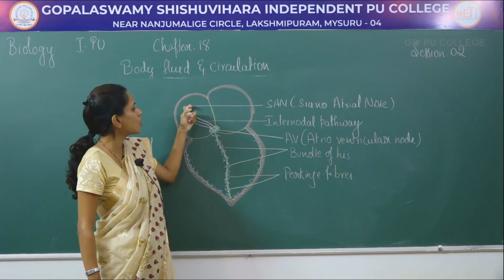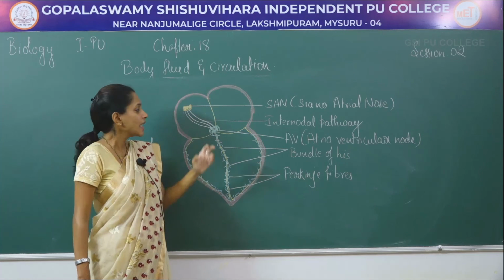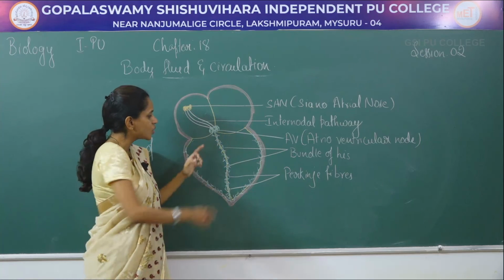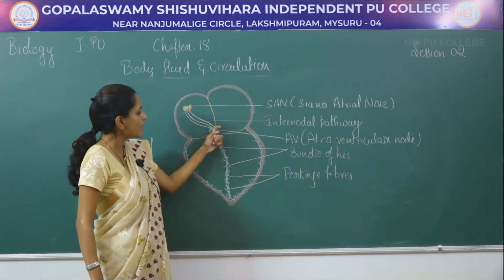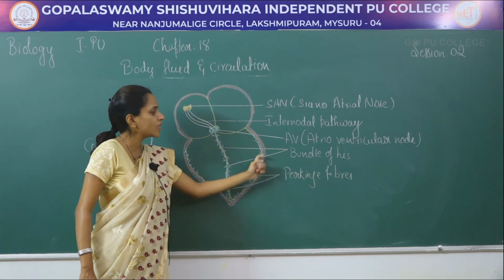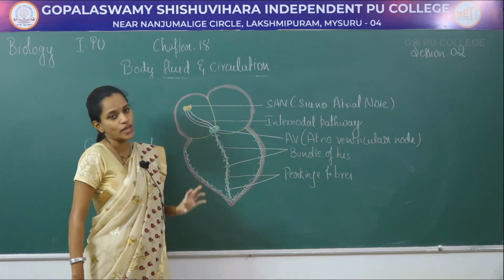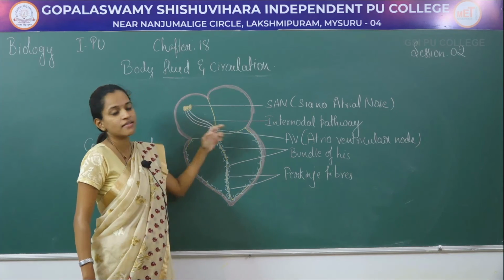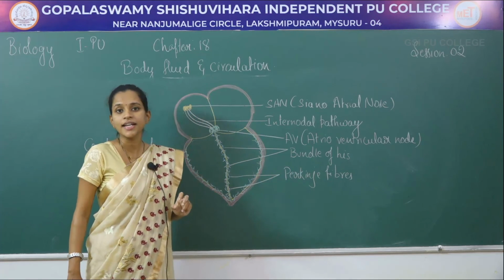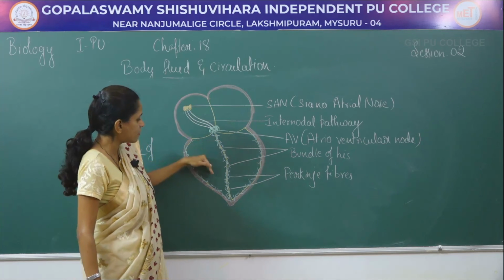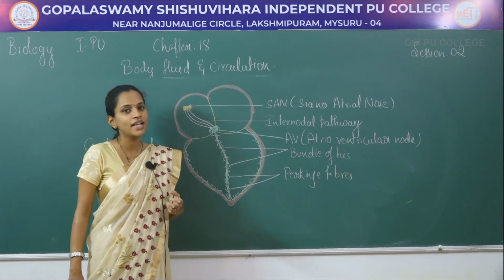Once the sinoatrial node passes the signals into the AV node through the internodal pathway, the AV node is divided into two branches, which is called the bundle of His. One bundle of His goes through the left ventricle, another through the right ventricle. Once the bicuspid and tricuspid valves open, the ventricles are filled with oxygenated and deoxygenated blood. The right part is filled with deoxygenated blood, the left with oxygenated blood.